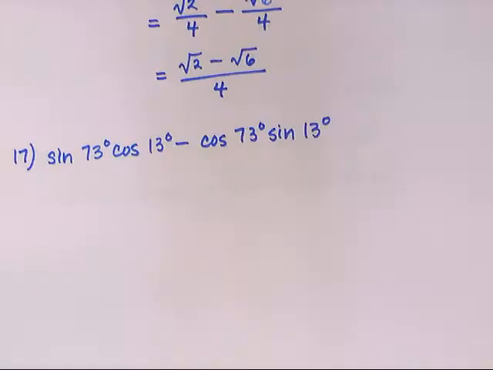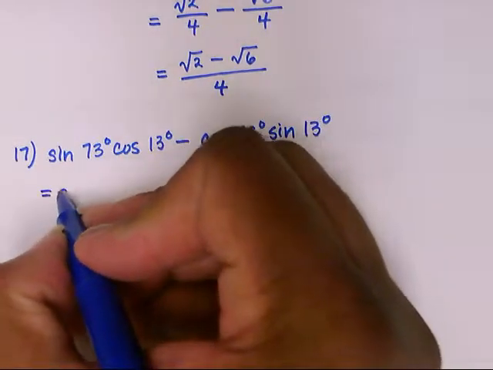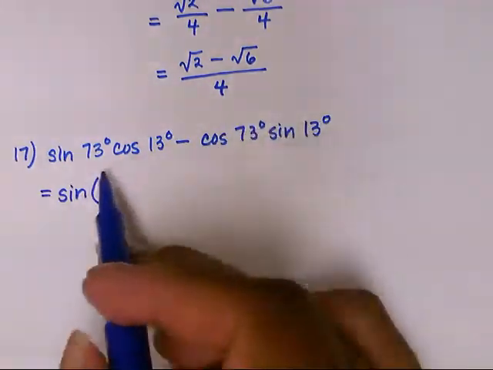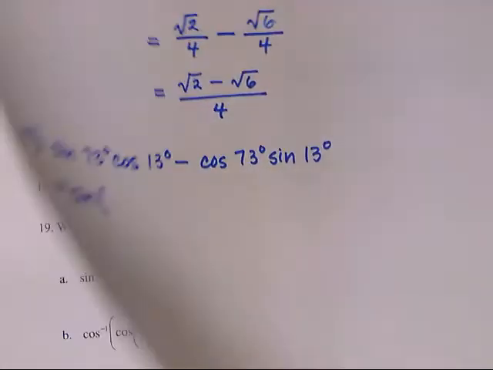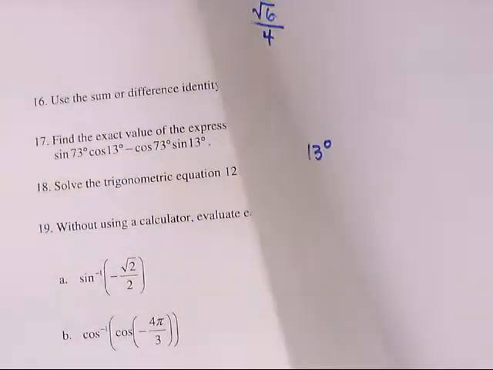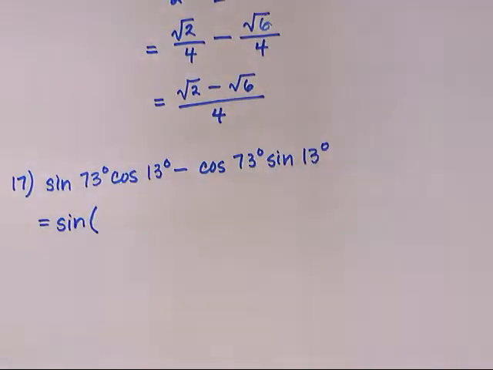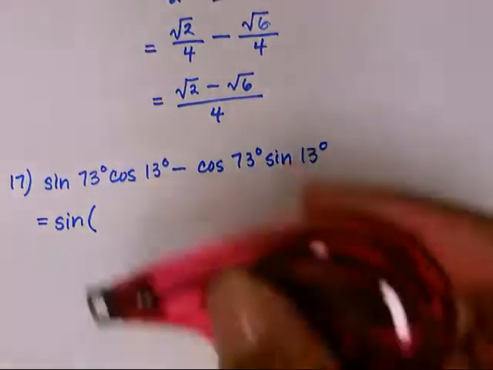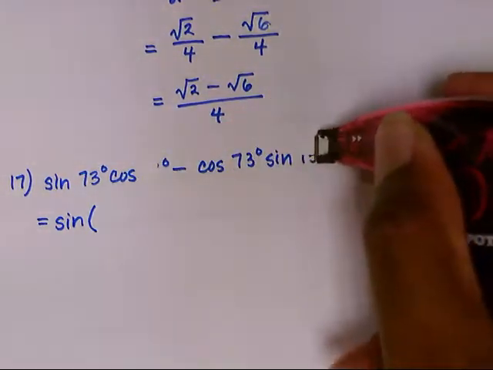Okay? So here, I can write this as the sine of the first angle, which is 73. I need to make a correction here. This should be 17 degrees, not 13 degrees. I apologize for that.